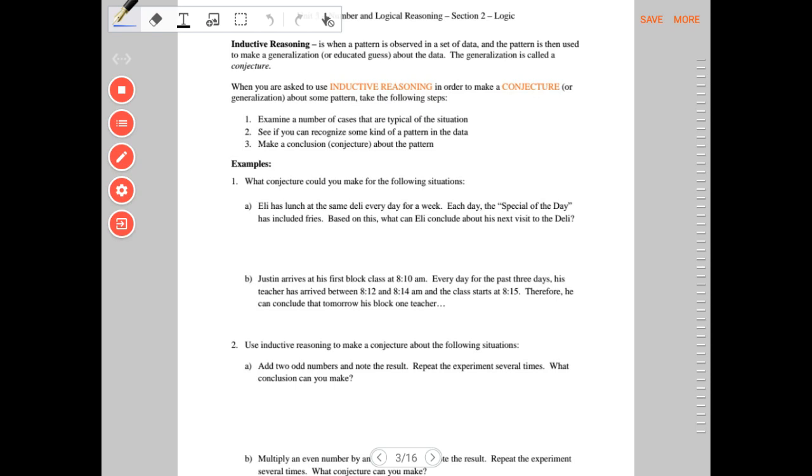What conjecture could you make for the following situation? Eli has lunch at the same deli every day for a week. Each day, the special of the day has included fries. Based on this, what can Eli conclude about his next visit to the deli? Well, he can conclude that nothing has changed, and that the special of the day will include fries.